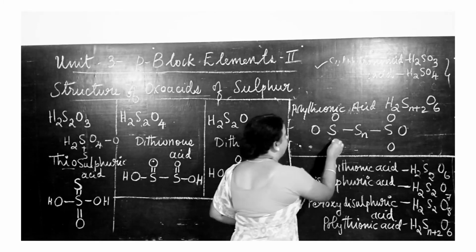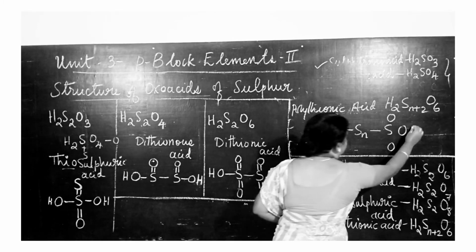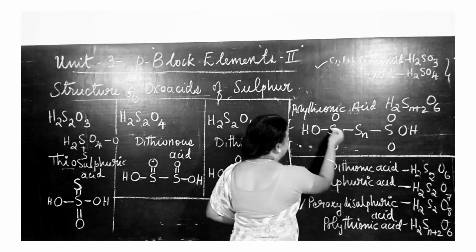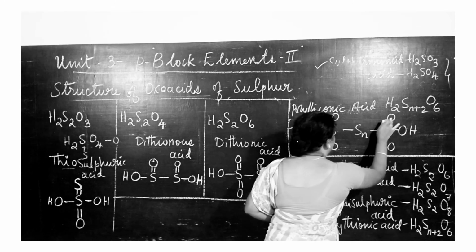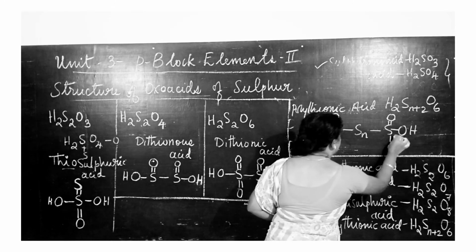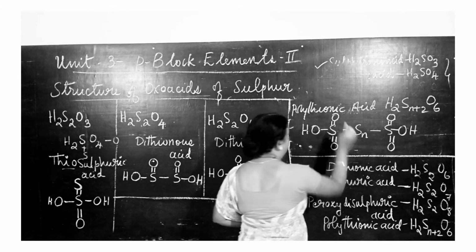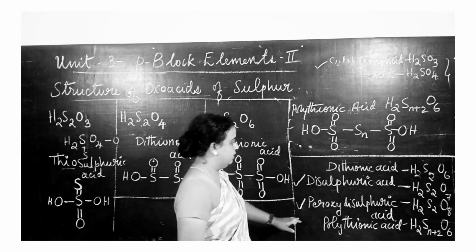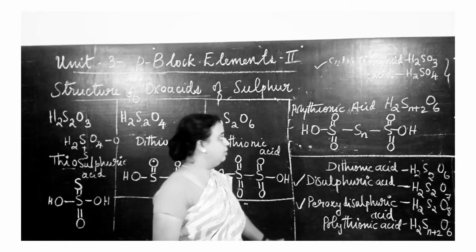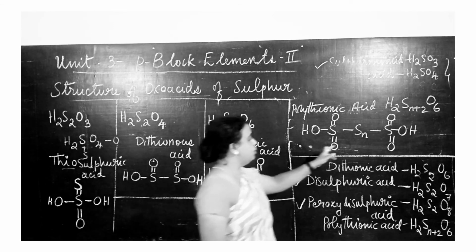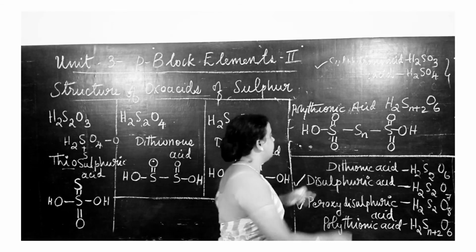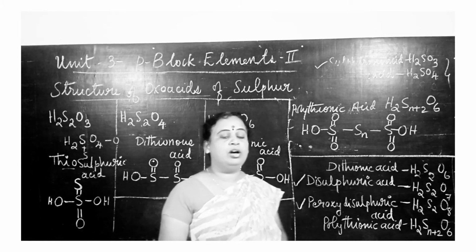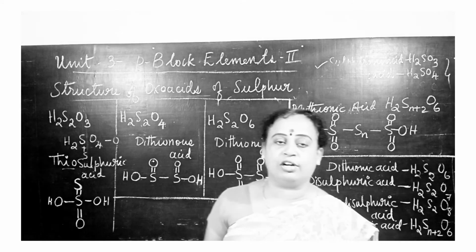Now you put the bonds here. Now hydrogen: 2 hydrogens, 1 hydrogen over here, and another one here. Now we put the bonds. Here single bond, here also single bond. Now here double bond, here also double bond, double bond, double bond. So this is the structure for polythionic acid, the last acid among the oxoacids of sulfur. Sn should be there, and surrounding the sulfur atom, 6 bonds are here, and here also 6 bonds are there. So that completes your 10 oxoacid structures of sulfur.